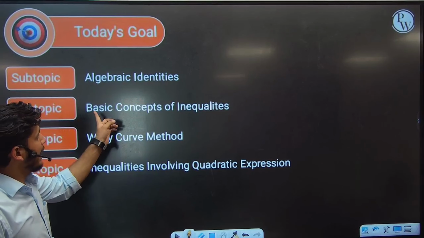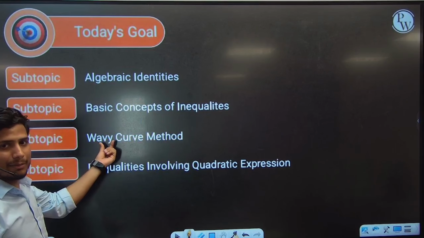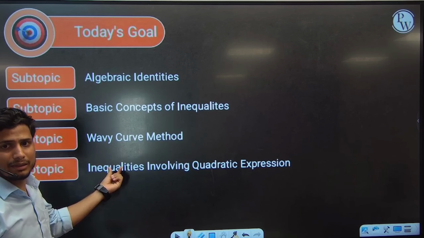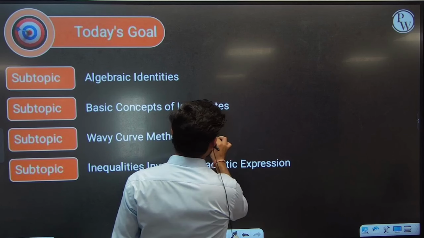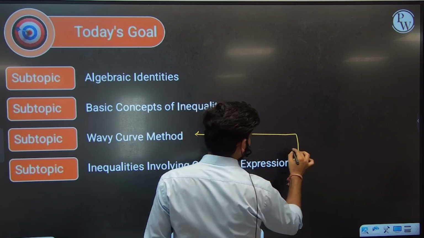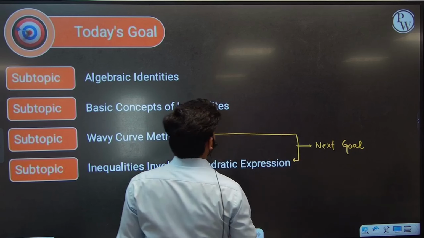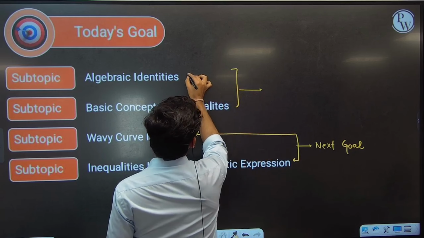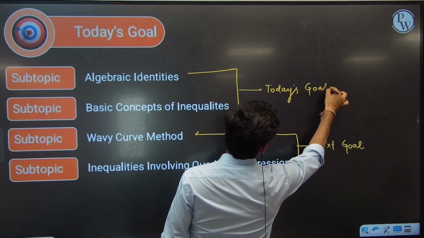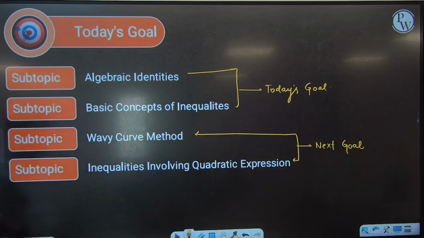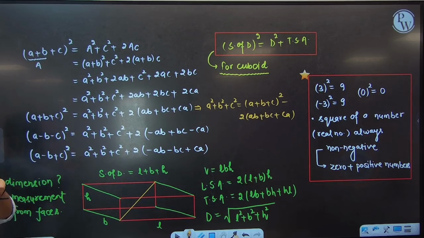Algebraic entities done, and the basic concept of inequalities done. In the next class we will learn the wavy curve method and inequalities involving quadratic expressions. These are our next goals, and these are today's goals. Done. Here identities, and repeat also. Repeat and replace are homework also.